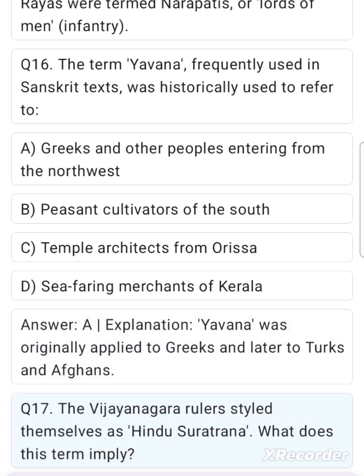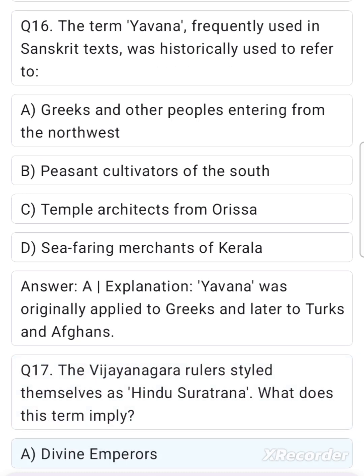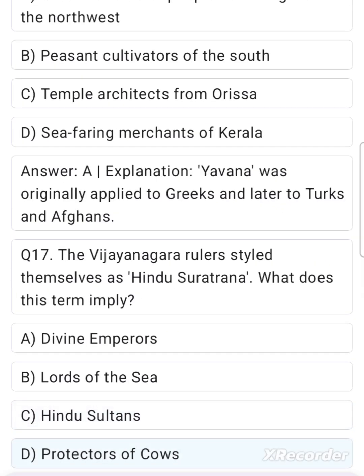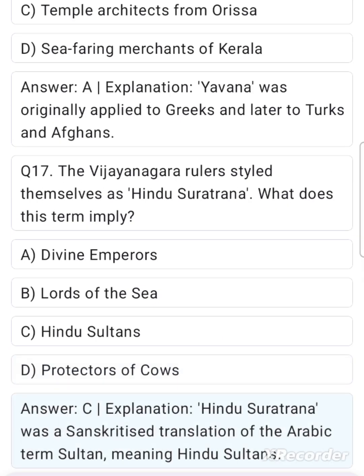Q17. The Vijayanagara rulers styled themselves as Hindu Suratrana. What does this term imply? A. Divine emperors. B. Lords of the sea. C. Hindu sultans. D. Protectors of cows. Answer. C. Explanation. Hindu Suratrana was a Sanskritized translation of the Arabic term Sultan, meaning Hindu sultans.